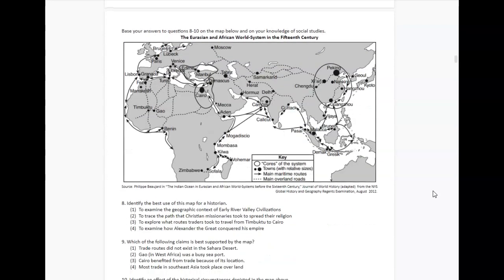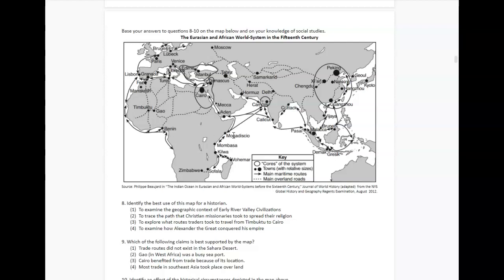Okay, so base your answers to questions 8 through 10 on the map below and your knowledge of social studies. It says the Eurasian and African world system in the 15th century. So you have main maritime routes are the dark lines. So that's main routes traveled by water.